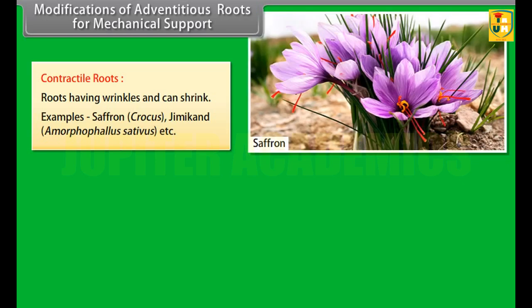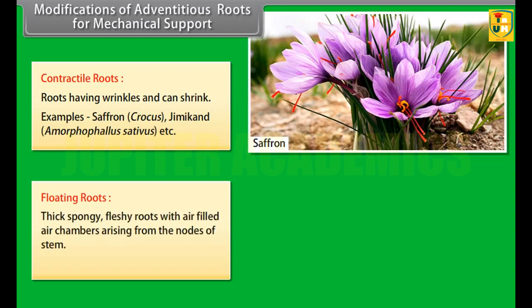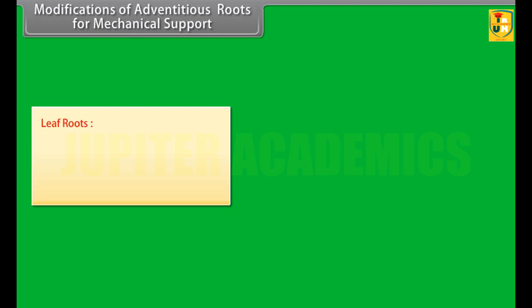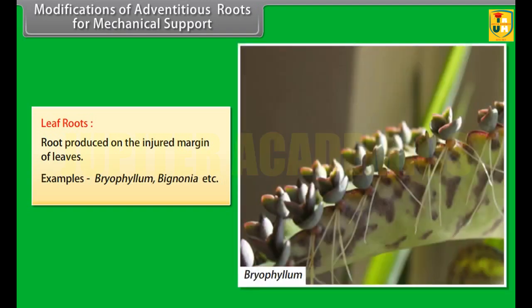Contractile roots: roots having wrinkles that can shrink. Examples: saffron, jimmycand, etc. Floating roots: thick, spongy, fleshy roots with air-filled chambers arising from the nodes of the stem. Example: Jussiaea repens. Leaf roots: roots produced on the injured margin of leaves. Examples: Bryophyllum, Bignonia, etc. Modifications for vital functions.